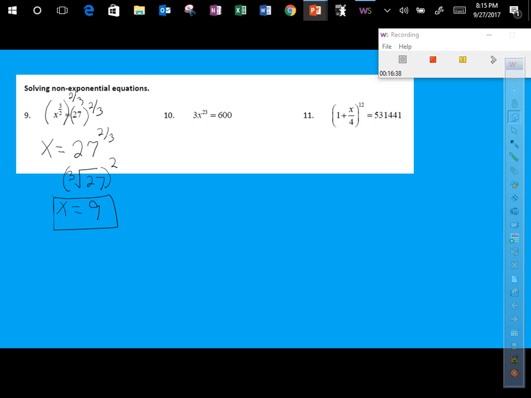If you look at number 10, I need to get that x to the 23rd all by itself first. So I'm going to divide both sides by 3. So I've got x to the 23rd is 200. So some number times itself 23 times is going to get me close to 200. I'm going to raise 200 then to the 1/23rd power, the reciprocal of that, and get approximately 1.26.